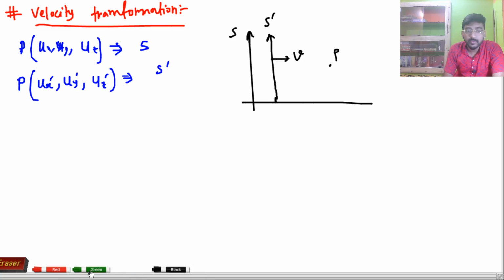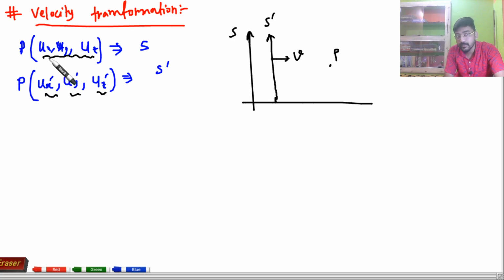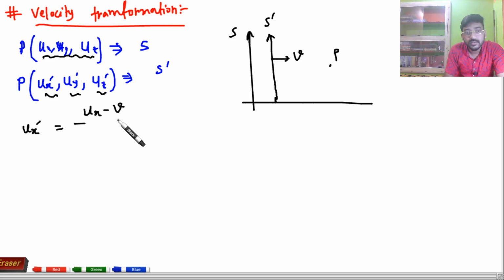Now again we have to remember how ux dash, uy dash and uz dash are related. So if we know ux, uy, uz with respect to the S frame, then we can write ux dash, uy dash, uz dash in terms of ux, uy, uz and v, where v is the velocity of the S dash frame with respect to S. They are related like this: ux dash is equal to ux minus v divided by 1 minus ux into v upon c square.